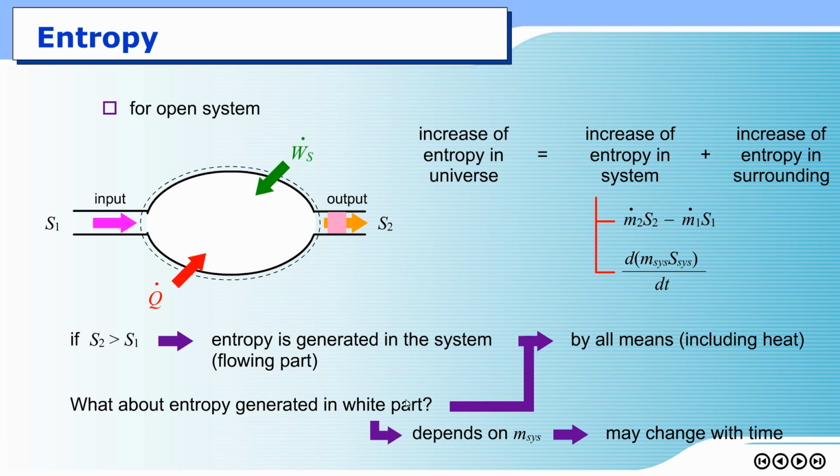So the generation of entropy in the white part should be combined with the generation of entropy by the flowing part, and these two are called the generation or increase of entropy within the system by all means. Once they are combined, we don't need to consider the effects of the heat here on the change in entropy within the white part anymore, because this heat has already been taken care of by the entropy of the system term. Adding these two terms together means we are taking into account all entropy change in the system already. So the entropy change by the heat is already included.